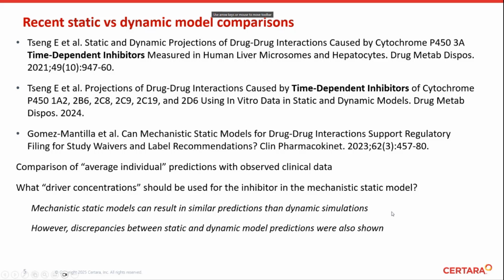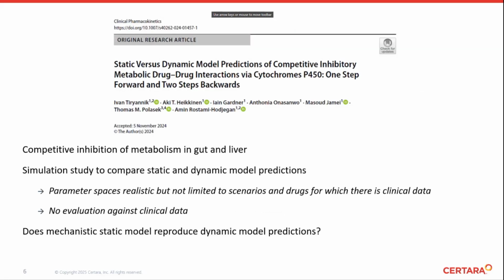So then going into our work. This is just a screenshot of the title of the paper where we published this work. What we looked at was competitive inhibition of metabolism in both gut and liver. So, a difference to the work by Pfizer in the previous slide: they looked at MBI, mechanism-based or time-dependent inhibition, whereas we are just looking at competitive inhibition.